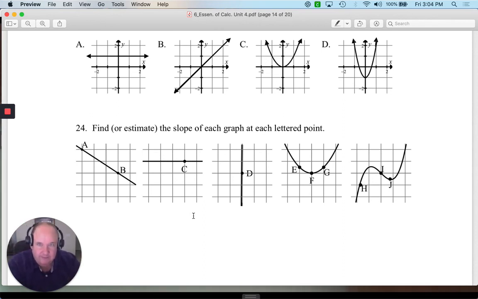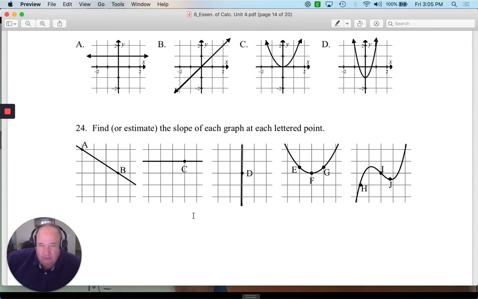That's what I like. Find or estimate the slope of each graph at each letter point. So from A to B, I can just count, rise over run. So for 24, if you go down, how many, and to the right, how many? So down 2, to the right 3, I get -2/3. Oh, at each letter point. So at A, it's -2/3. You know what? B is also -2/3. The slope didn't change from A to B. It's the same slope. So both give you the answer -2/3.